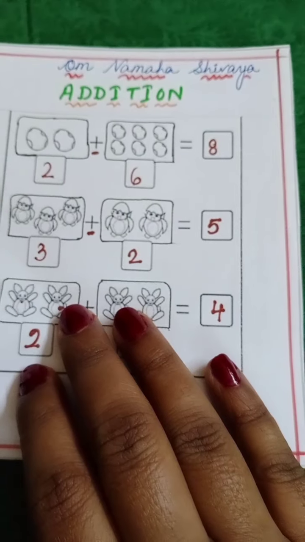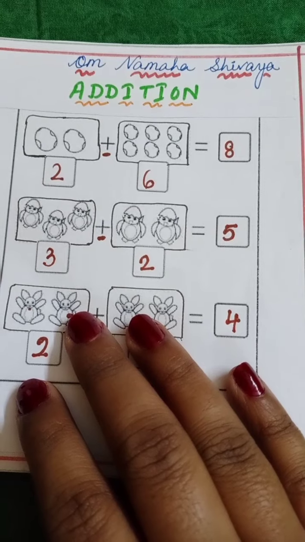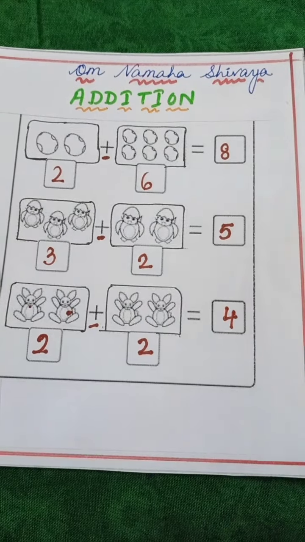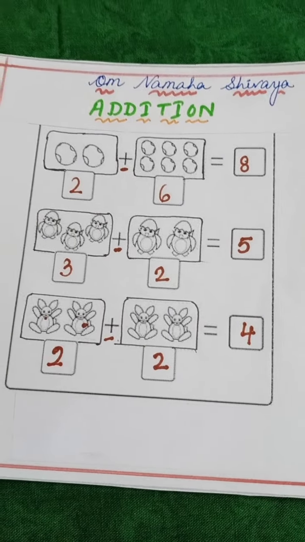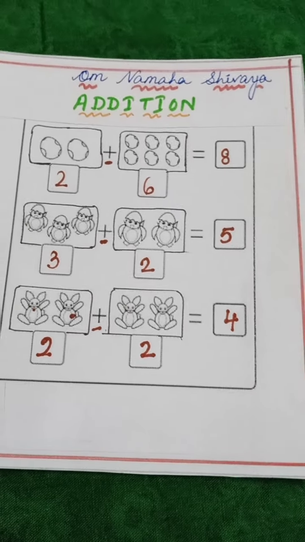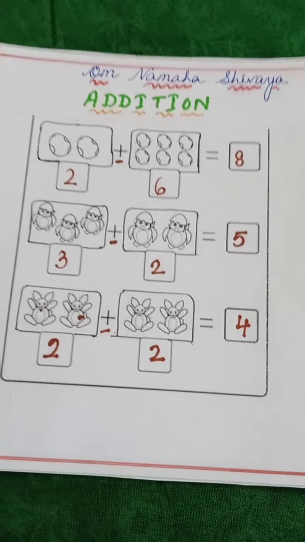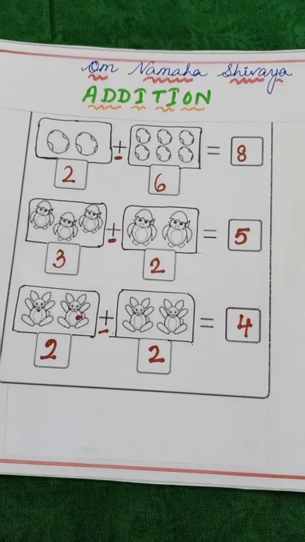Now today is the second class of learning addition, and we are going to do it in a different way, that is called making lines. We will make lines and we will calculate the numbers and we will get the answers. So without wasting our time, we will go ahead and do this activity so that we can make it short, simple and easy for you to learn.